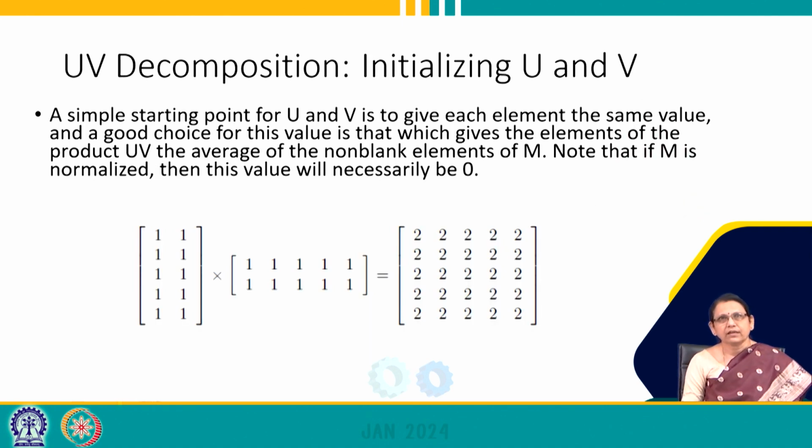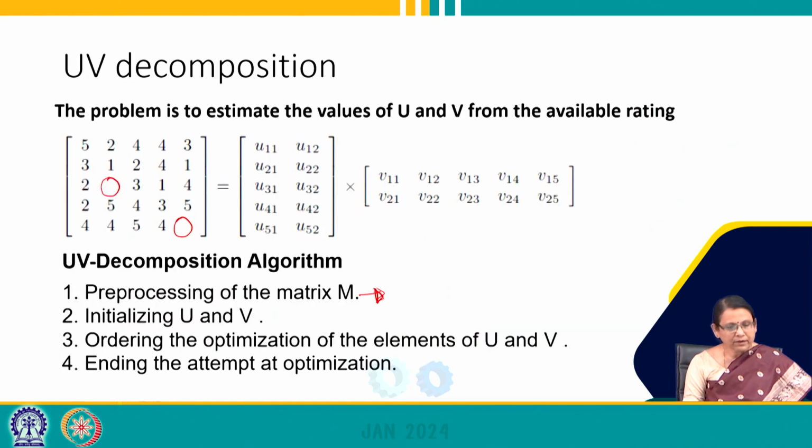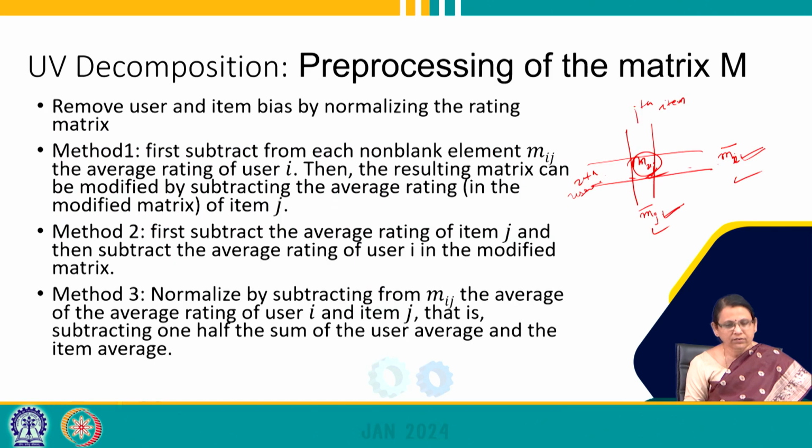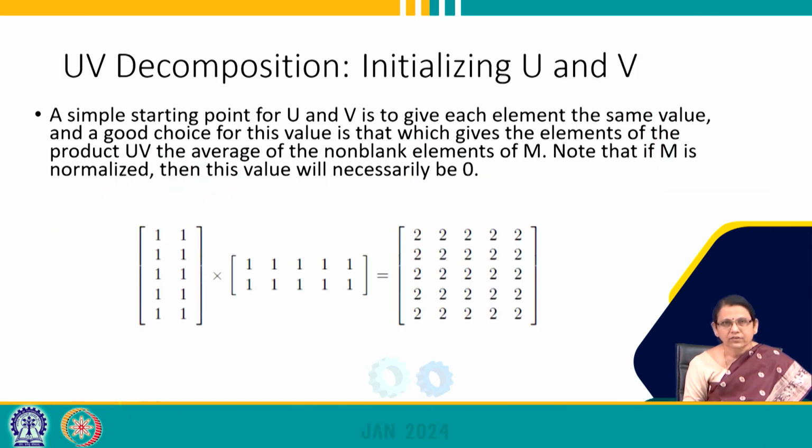Now, next comes initializing u and v. As such, there is no rule for initializing u and v. Why do we have to initialize u and v? Come back to your original problem. There are blank entries, so we cannot determine them. Therefore, we have to start with certain random values and keep on updating them as we go ahead. So, what kind of random value will you be filling up here?